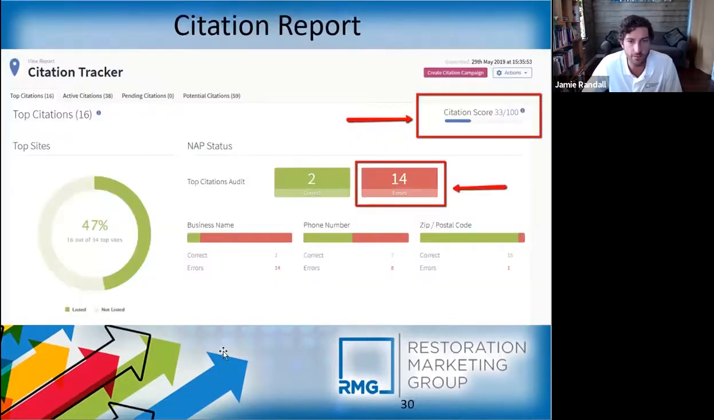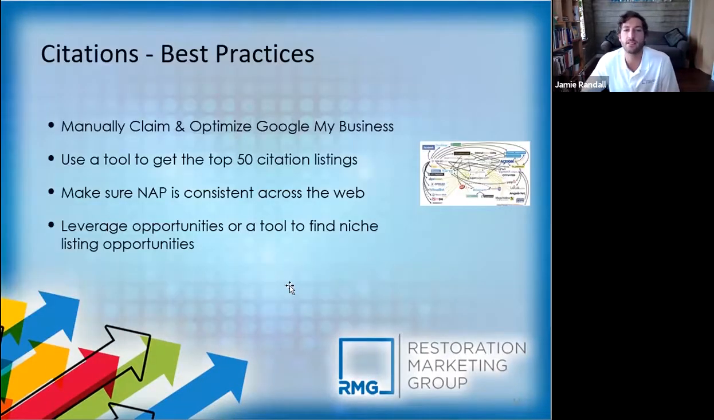So, if you already have a means to do this, run a citation report, see how everything's looking, and if you're getting a bunch of errors, then create a little list for yourself or whatever, and start getting some of these corrected as you go. Best practices as far as citations go.